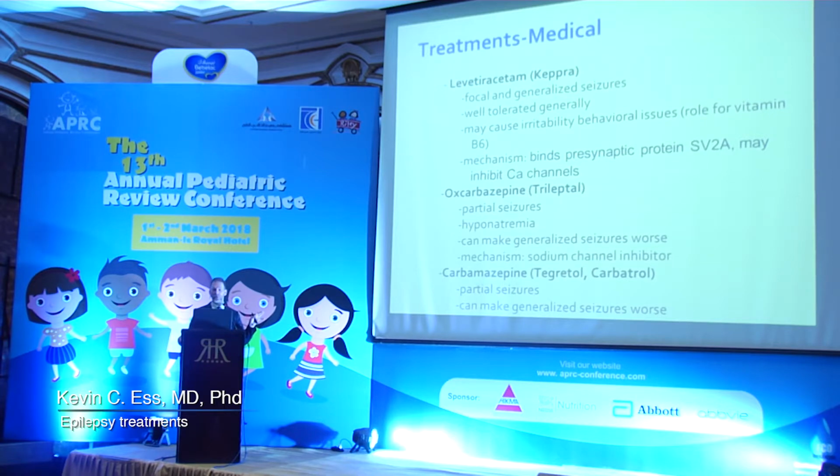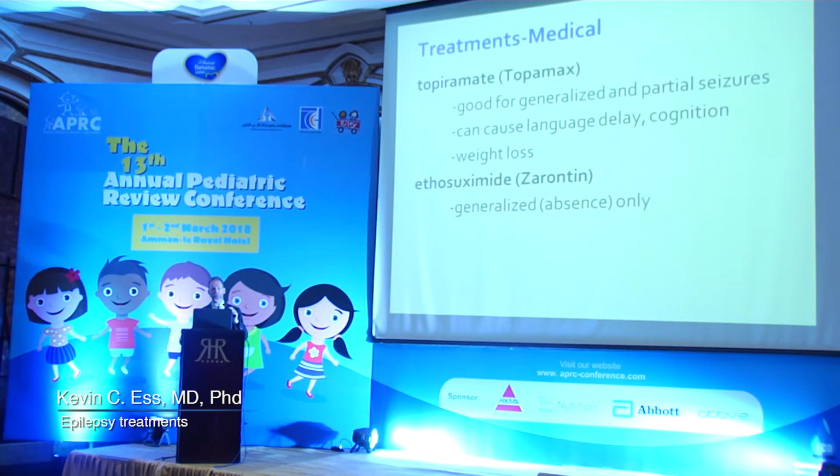We tend to use more oxcarbazepine or Trileptal in the United States. It's chemically very similar and has a slightly different profile, but essentially they're the same: carbamazepine, oxcarbazepine, partial seizures only. Topiramate is also available here too. It is good, again, for all types of seizures.